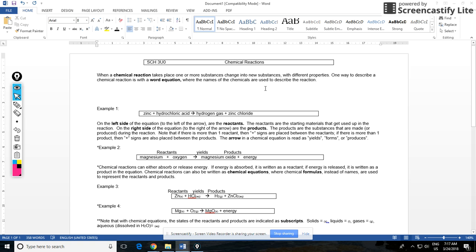In this video, we're going to do a quick review of chemical reactions. A chemical reaction is where you have reactants, chemicals that interact together, to produce new chemicals. So I'll give you an example of something that's not a chemical reaction first.